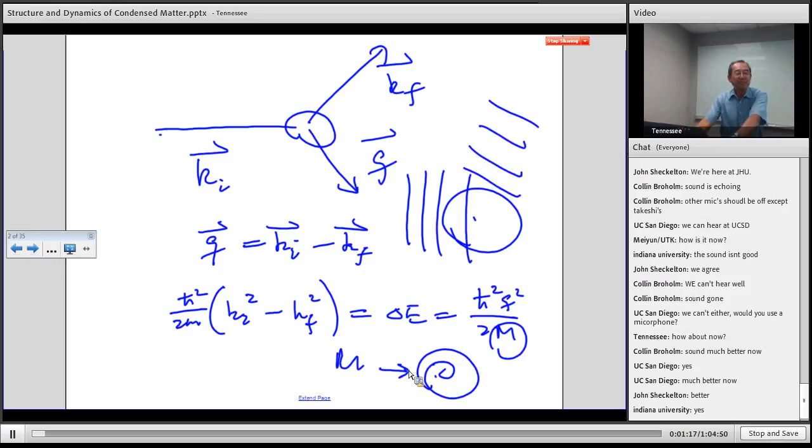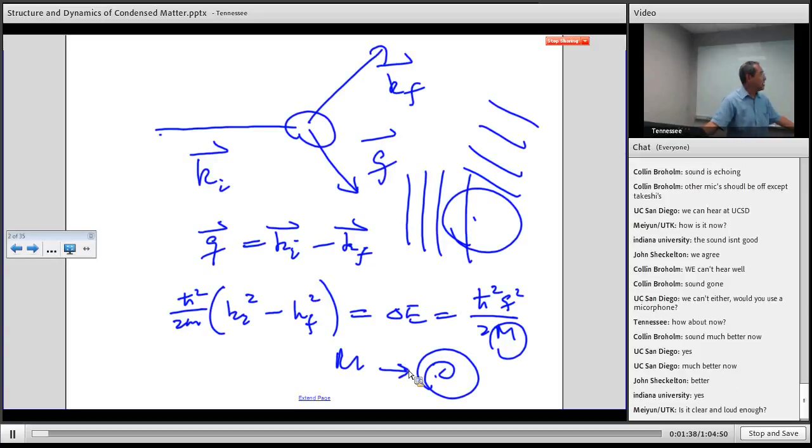In a sense, it's a purely quantum mechanical phenomenon. In classical physics, it never happens, of course, but still, you have to understand this purely quantum mechanical nature. This M corresponds to the mass of the whole sample, 10 to 22 atoms or something like that. So in this case, the energy loss is a very, very tiny portion of the initial energy, like 10 to minus 22. So we can declare this scattering to be elastic, right? And that's what it is.